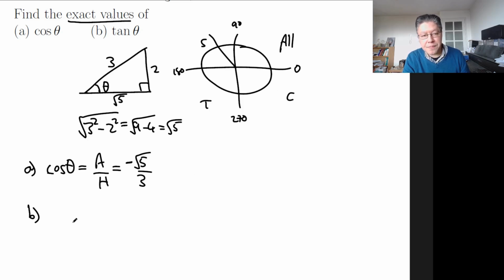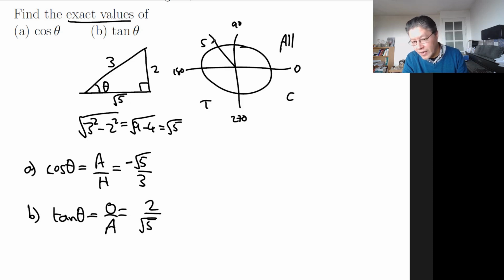And part B, tan theta. So tan is opposite over adjacent, so opposite is 2 and adjacent is root 5, and in this quadrant only sine is positive, so the tan will be negative. So the answer is minus 2 over root 5, and you have an option if you want, you can rationalize it. I'll rationalize it. That becomes minus 2 root 5 over 5, though that's optional depending on what the question says.